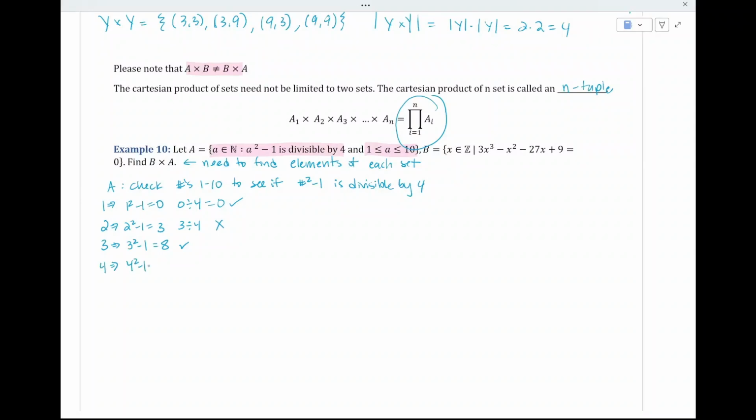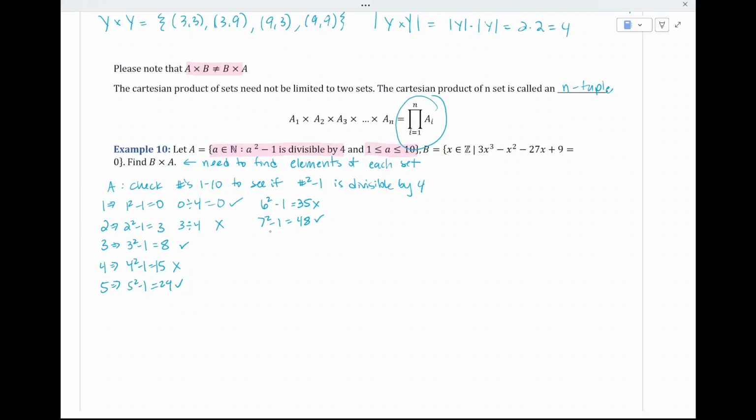4 squared minus 1 is 15. That's not going to work. 5 squared minus 1 is 24. That does work. 6 squared minus 1 is 35. That doesn't work. 7 squared minus 1 is 49 minus 1, 48. That works. I'm noticing a pattern. Looks like all the odd ones are working and none of the even ones are.